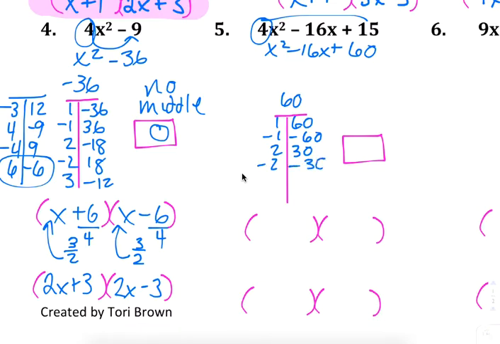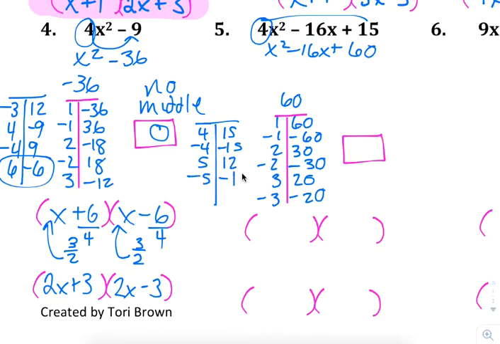If you run out of room, make a new row. 3, 20, -3, -20. I'm out of room, so I'm going to make another T. All right, we got 4 and 15, -4, -15. 5 and 12, -5, -12. 6 and 10, -6, -10. I'm checking 7 doesn't work, 8 doesn't work, 9 doesn't work, 10 doesn't work. So that's all my pairs.